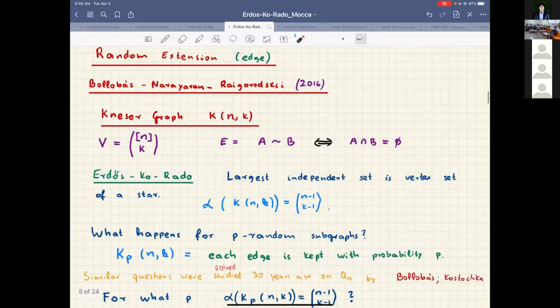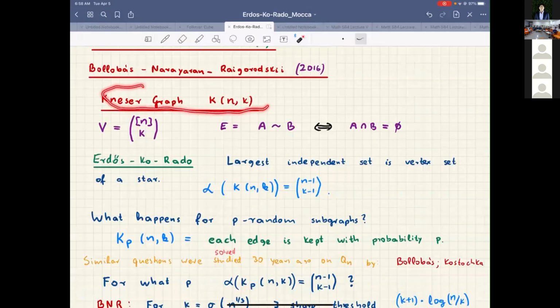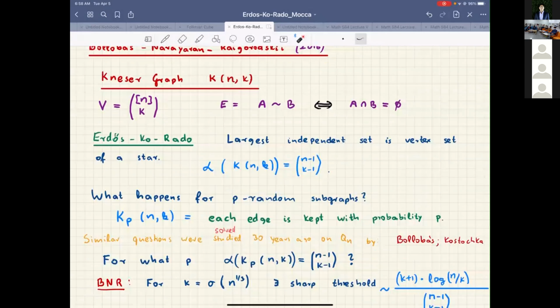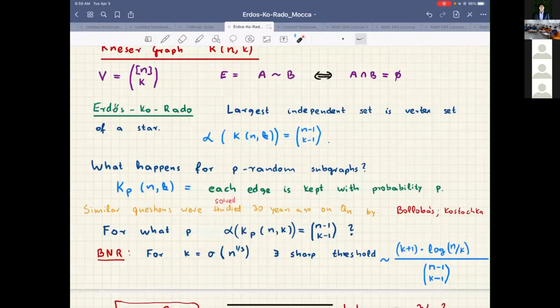Erdős-Ko-Rado Theorem, and it started with a paper of Bollobás, Balogh, Narayanan, and Raigorodskii. For this setup, maybe it's useful to look at the definition of the so-called Kneser graph. The vertex set of the Kneser graph are the k-element sets, and two sets A and B are joined by an edge if and only if the two sets are disjoint. So the Erdős-Ko-Rado Theorem is just stating what is the size of the largest independent set, and it states that it corresponds to the vertex set of a star.